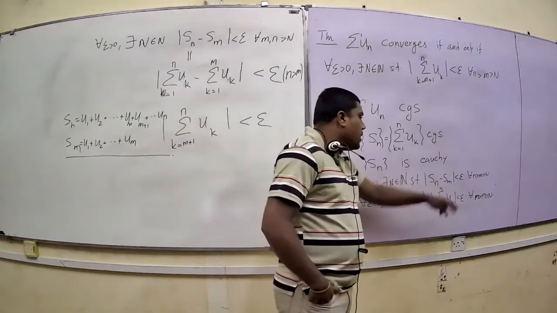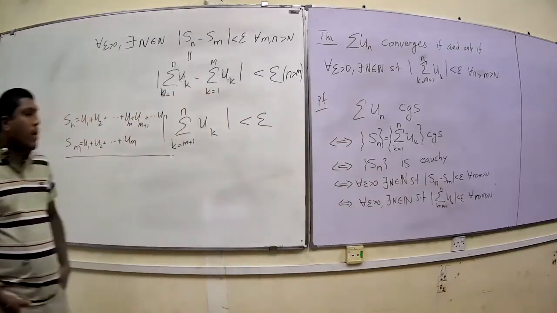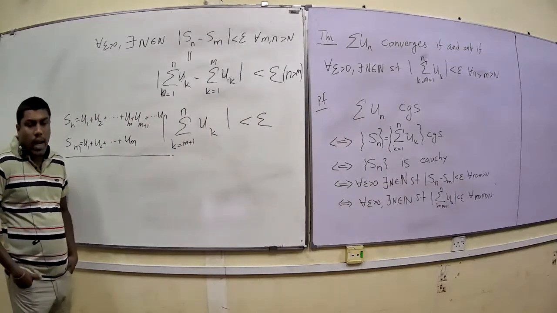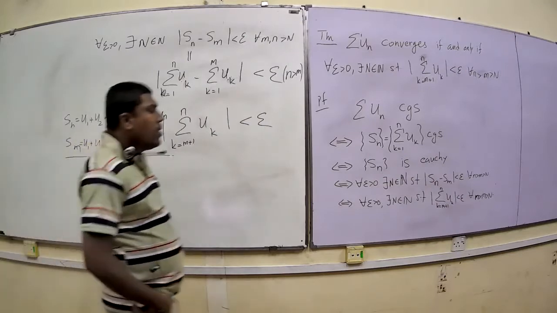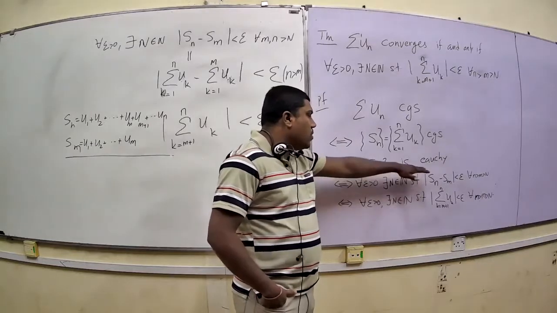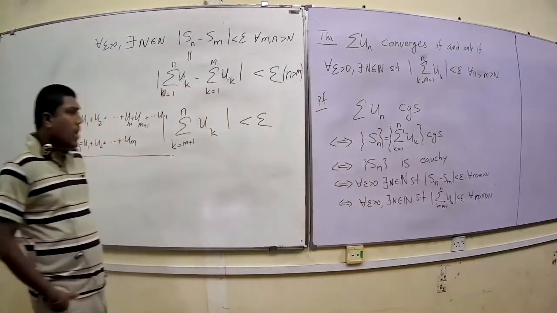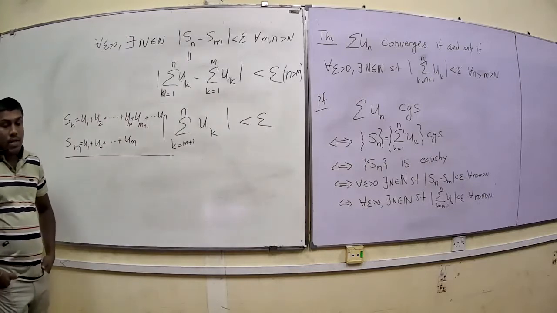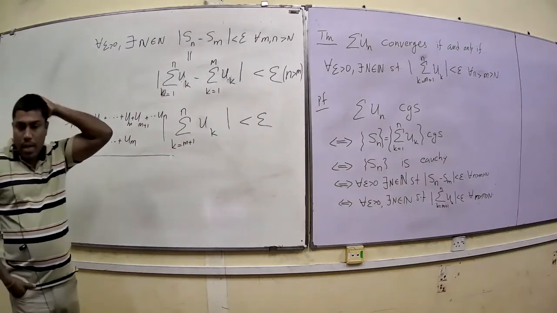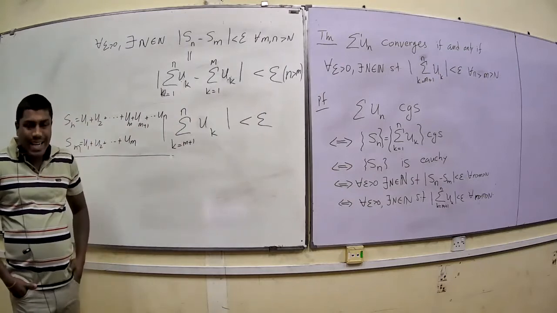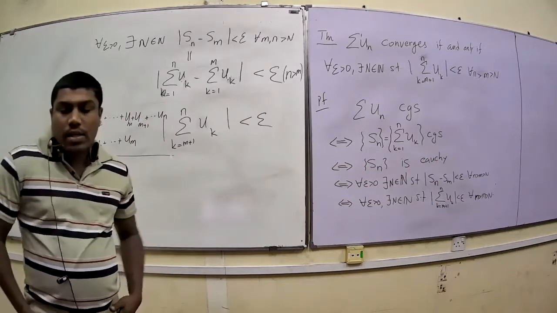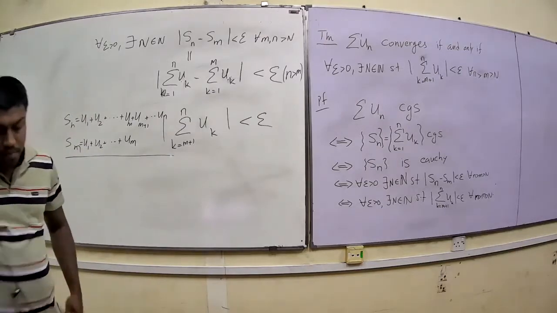And this modulus of Sn minus Sm is basically equivalent to the modulus of the sum of k running from m plus 1 to n of uk. Right? So then that is true. And if this one is true, then Sn is Cauchy. Then Sn converges. And if Sn converges, then clearly the series converges. So again, by using the results we have for sequences, we develop a Cauchy criterion for convergent series as well.